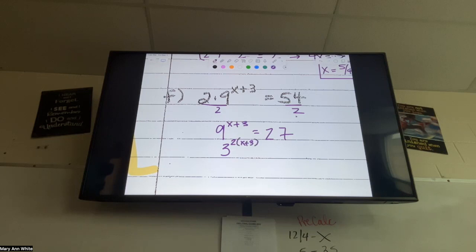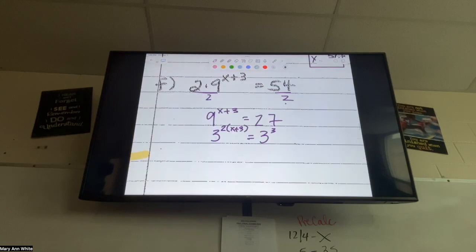So we're going to multiply. 9 is 3 squared, and then we're going to multiply that by the exponent that's currently here. And I'm actually going to leave it like this, we'll simplify that in a second. And then 27 is the same thing as 3 to what power? Good, the third.